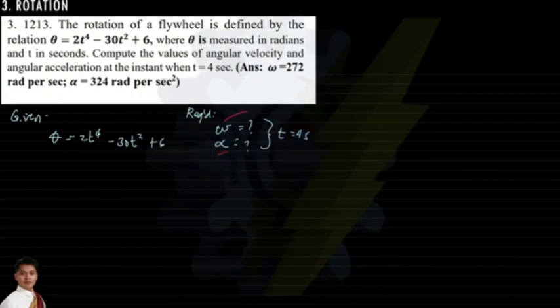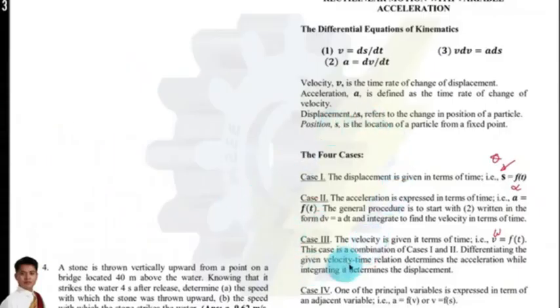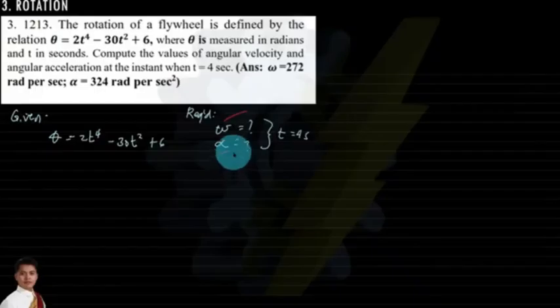So this is under, again, rotation with variable angular acceleration. The method or techniques that we are going to use are similar to these topics wherein we have 4 cases. The first problem is actually case 1. We have theta and t. So what we need to do is simply differentiate the given equation with respect to time to solve for omega.